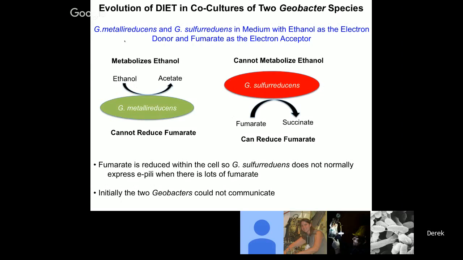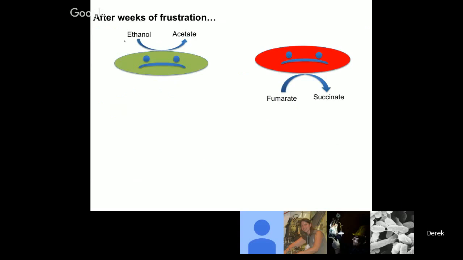And we put them in a medium in which neither of them could grow independently. Ethanol was the electron donor, and Geobacter metallireducens can convert ethanol to acetate, but we provided only fumarate as an electron acceptor. Metallireducens cannot reduce fumarate, whereas sulfurreducens cannot metabolize ethanol, but it can use fumarate as an electron acceptor, reducing fumarate to succinate. It's also important to point out that when sulfurreducens is growing on fumarate, it does not normally express a large abundance of pili, and the initial result was that the two microbes didn't communicate.